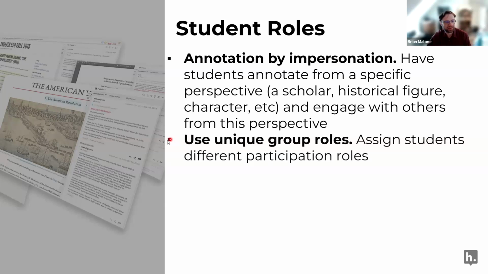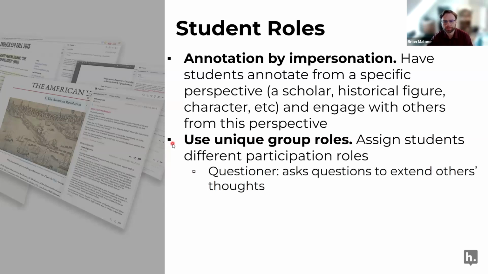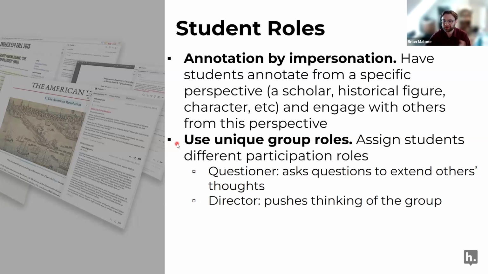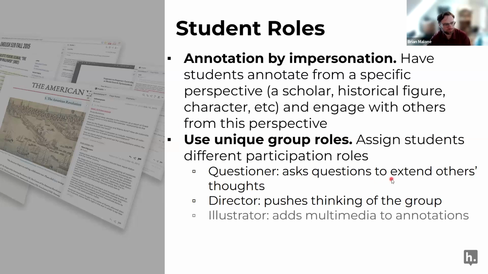Or use unique group roles. This is actually a more traditional approach, and you may have heard advice like this before, where we give students particular roles in the conversation. Some of these might include the questioner: your job is to ask questions and keep the conversation moving. Or the director: your job is to make sure everybody's participating, to add new thoughts into the conversation and bring the conversation to another level.